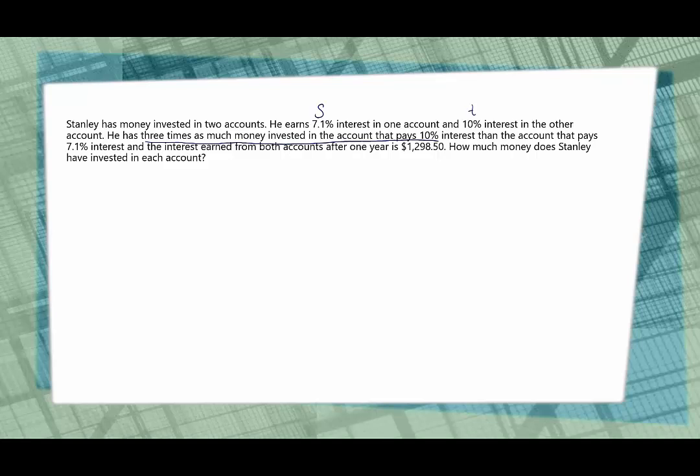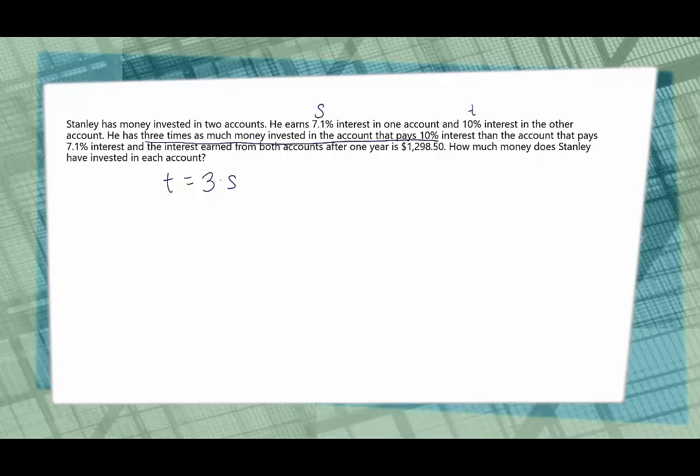So that means whatever he has invested in S, let's say it's $1,000, he has 3 times more in T, or $3,000. So how can we represent T in terms of S? Well, we would say that T is equal to 3 times S, right? Because he has 3 times as much money in the account that pays 10% interest. Okay, what else do we know?